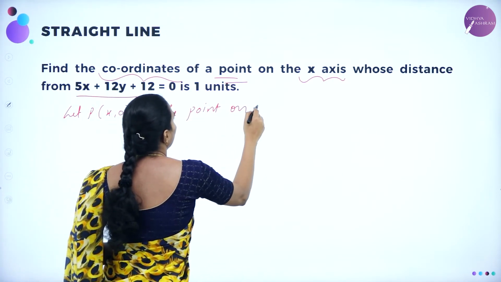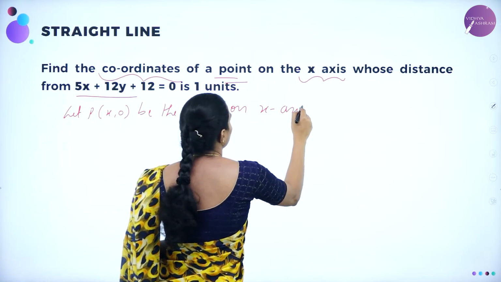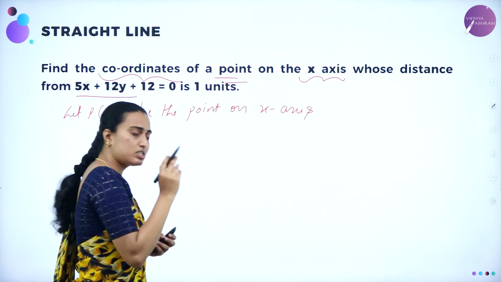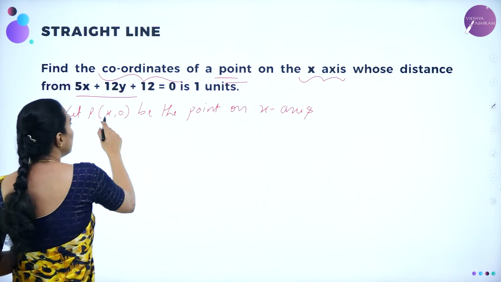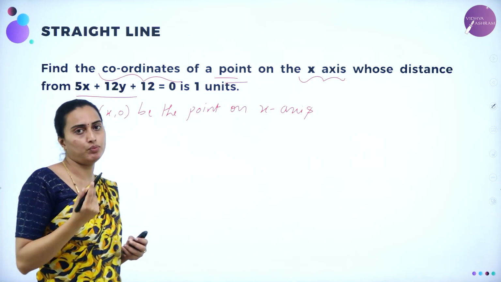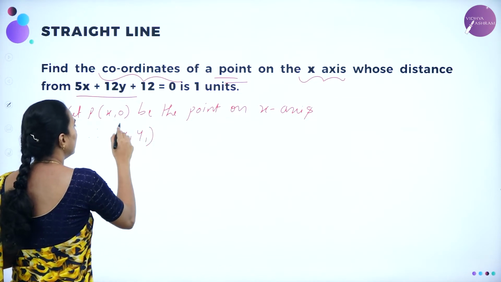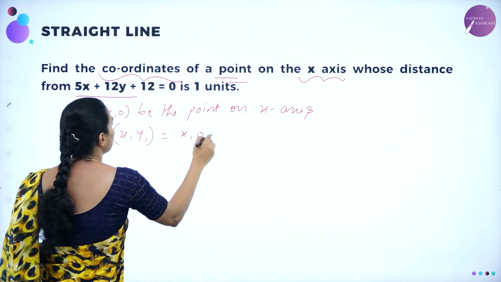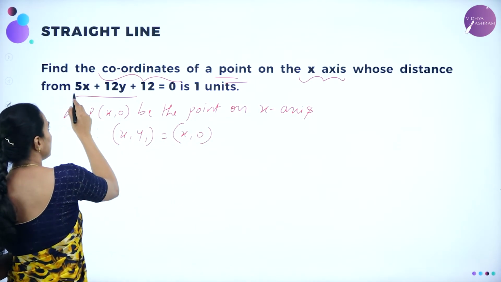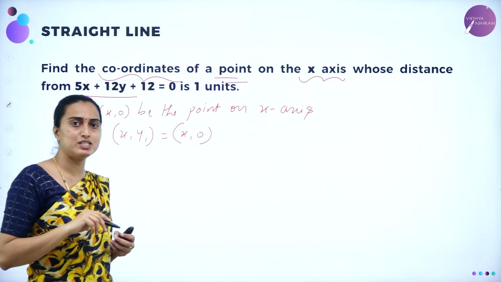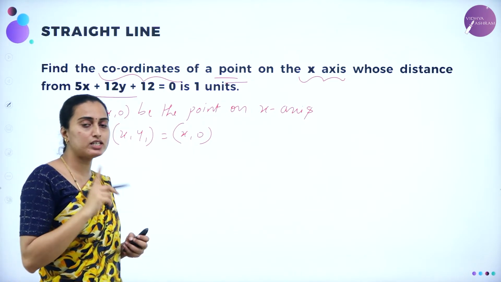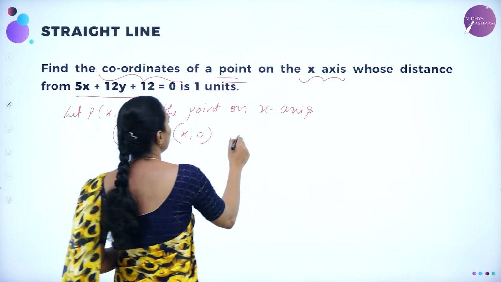on the x-axis and whose distance is from the line. So therefore, this point will become x1, y1. Therefore, x1, y1 will be equal to x comma 0. So the distance from the line 5x plus 12y plus 12 equal to 0 is 1 unit. So the distance they have given is what?